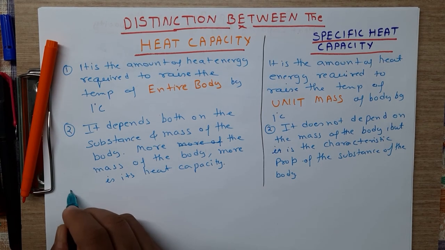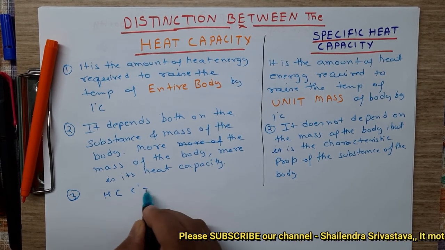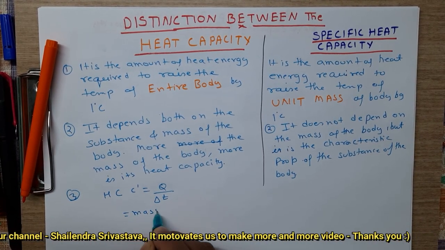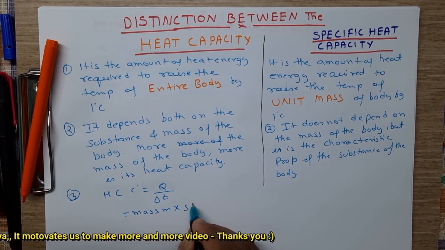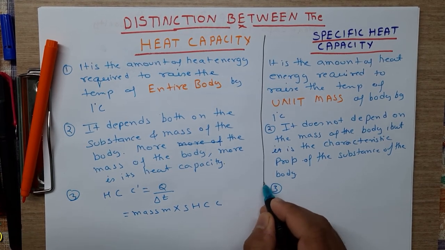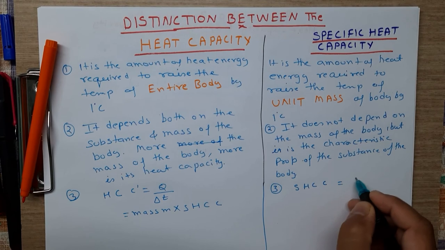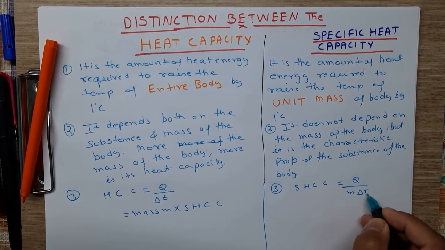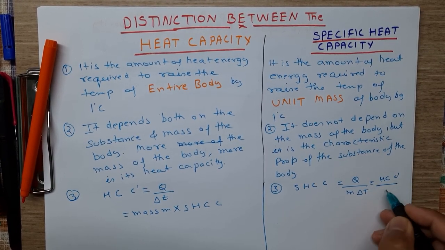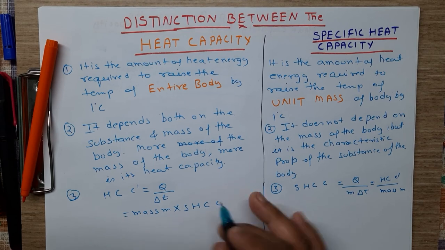Now the third point is very simple. We know that heat capacity C dash is equal to Q by delta T, and this is also equal to mass m into specific heat capacity C. Whereas specific heat capacity C is equal to Q by m delta T, and this we can also write as heat capacity C dash by mass m. We have already explained this formula. I am just writing here as a difference.